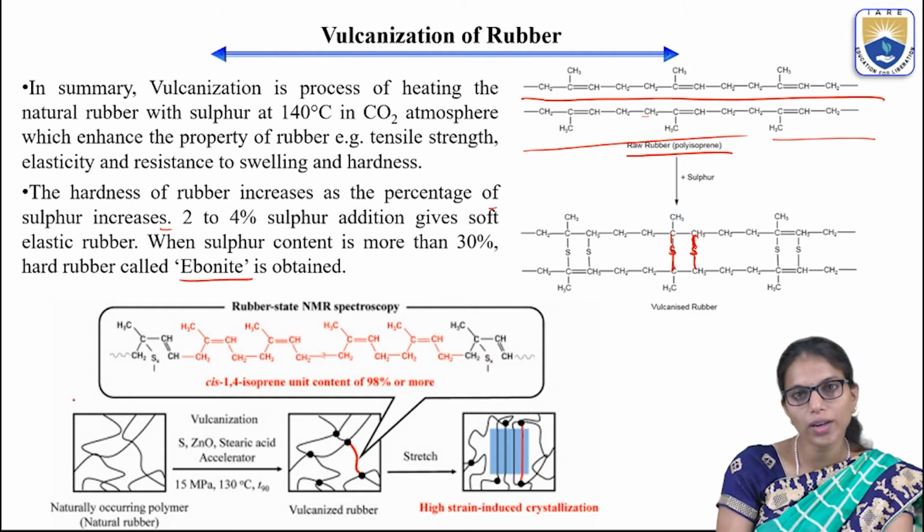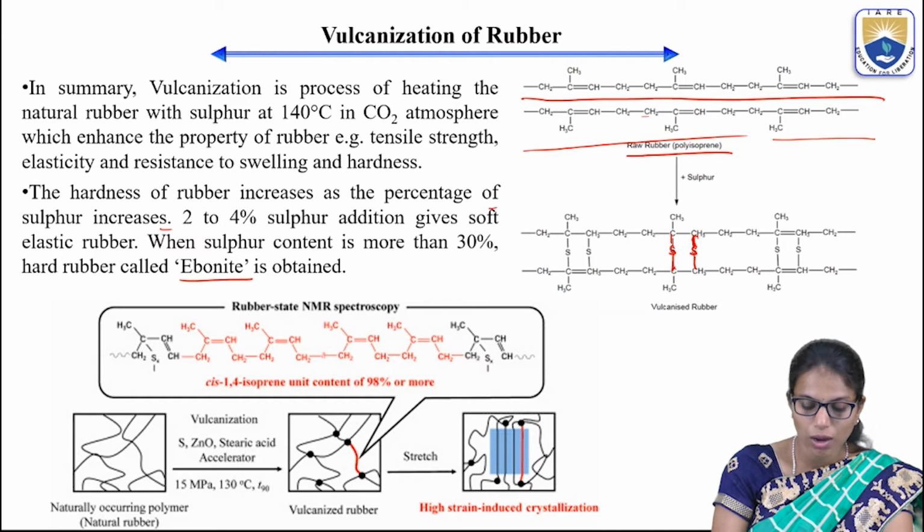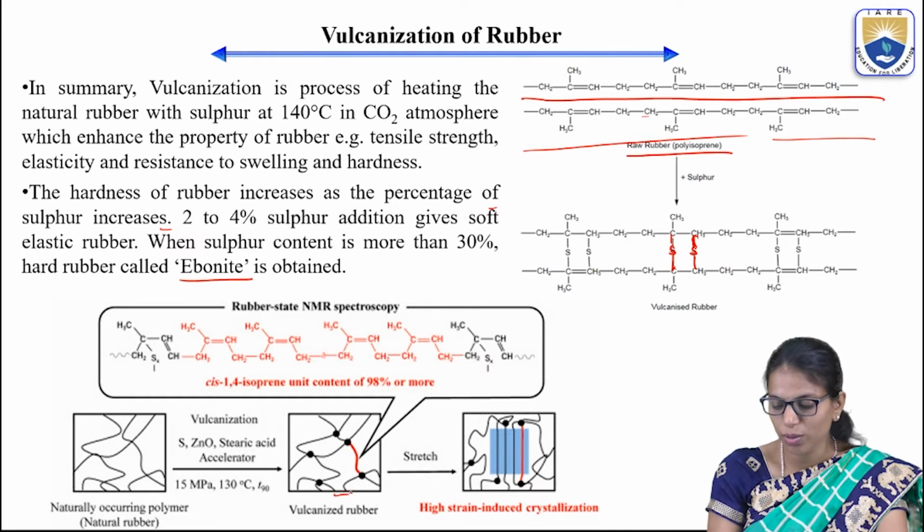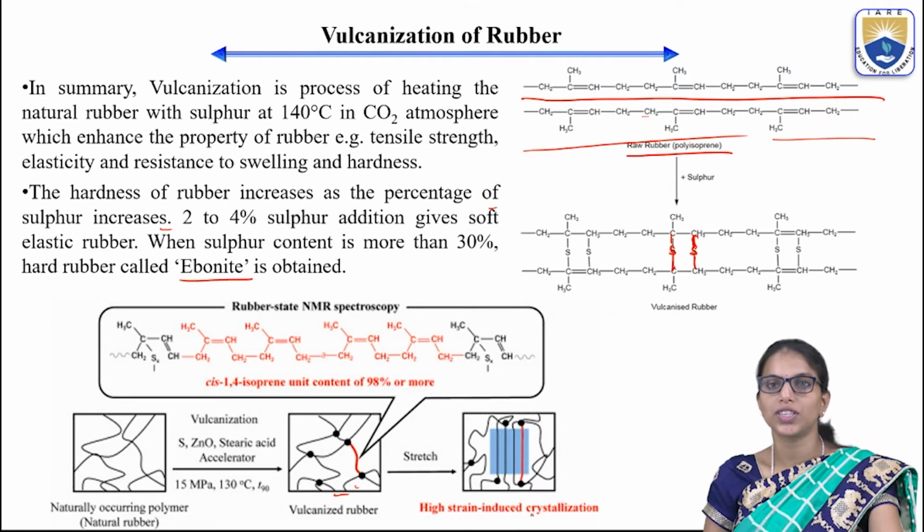If we look at this picture, we will get to know the meaning again: a natural rubber, then vulcanized rubber, and what the advantages are. High strain induced crystallization will happen.